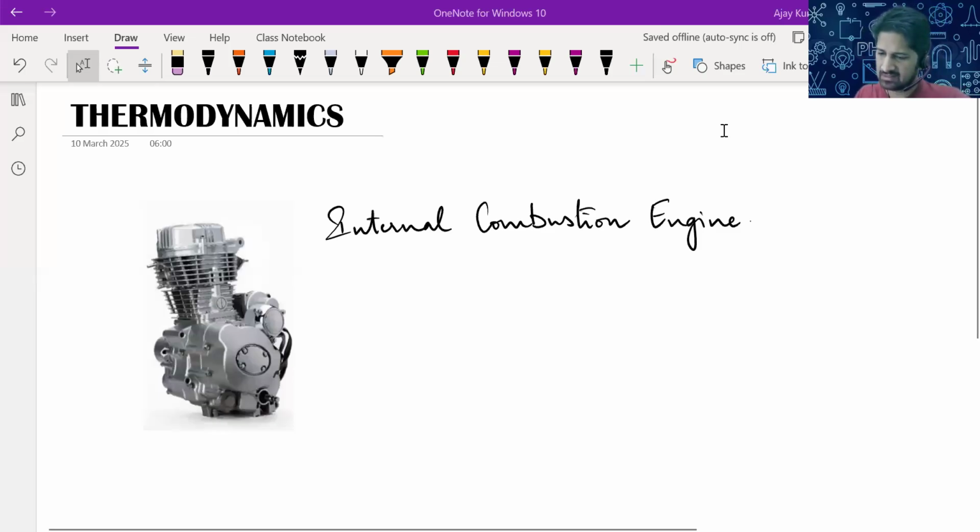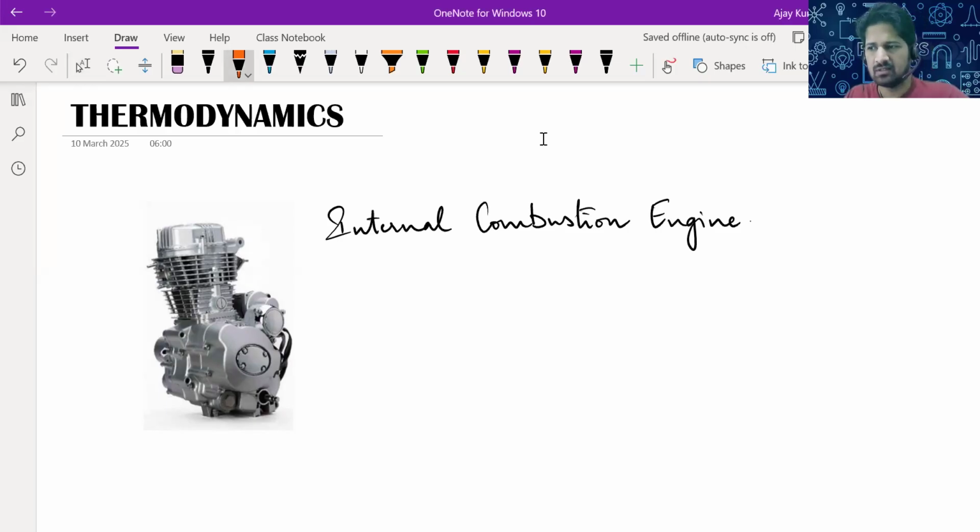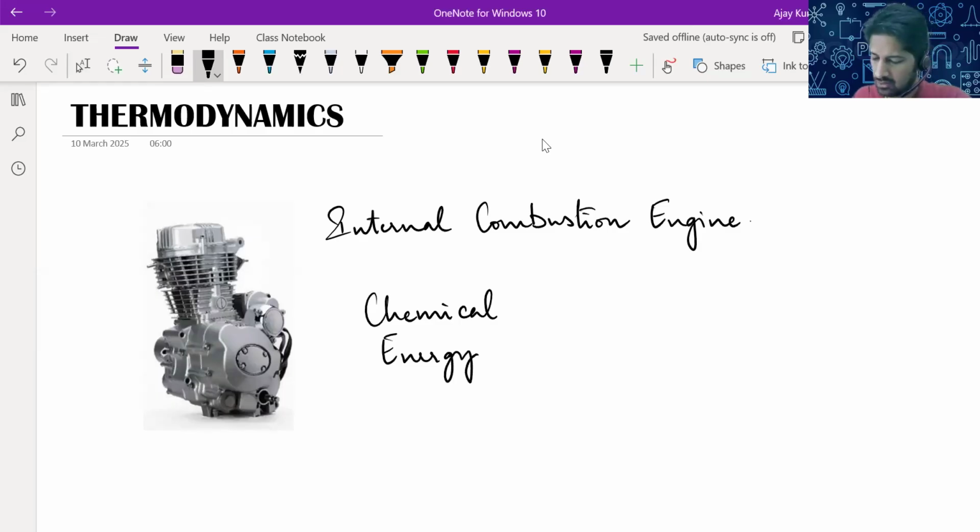Fine. I got one answer as it converts energy. Okay, that is good. But what form of energy to what form of energy? Let us discuss that. Now we know that an internal combustion engine consumes fuel, okay, petrol. So basically, why we need petrol is because it has energy in it, chemical energy. So what this engine does is it converts the chemical energy of the fuel to what?